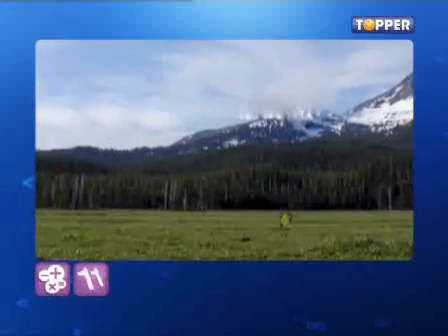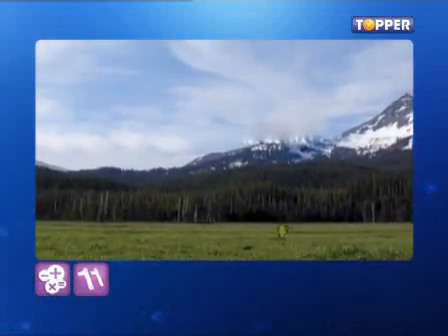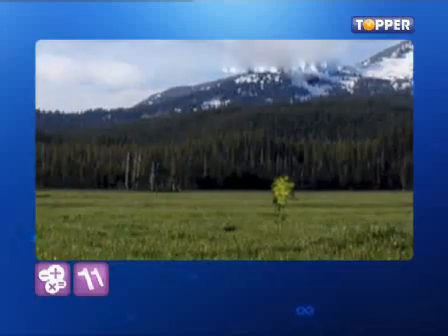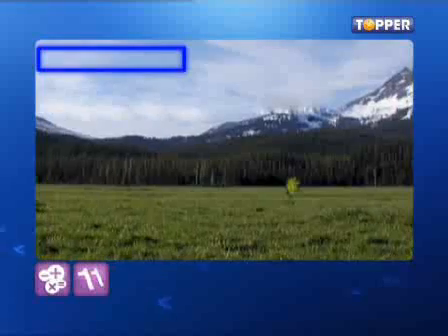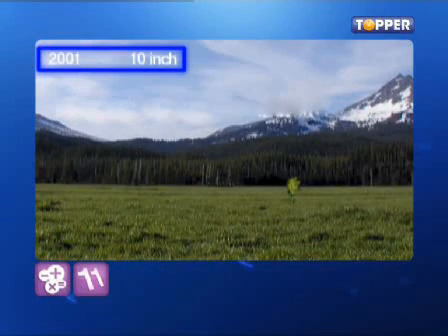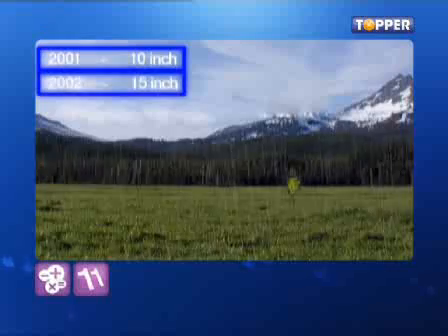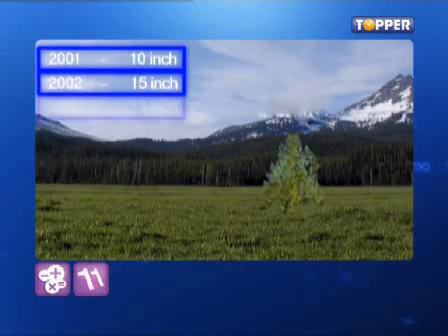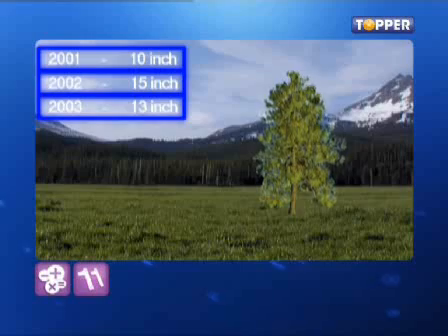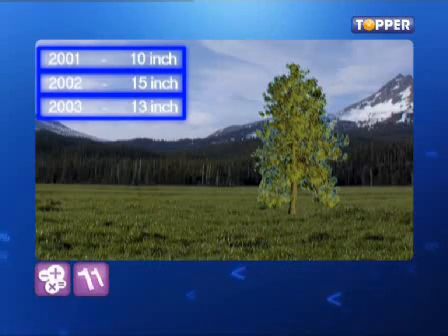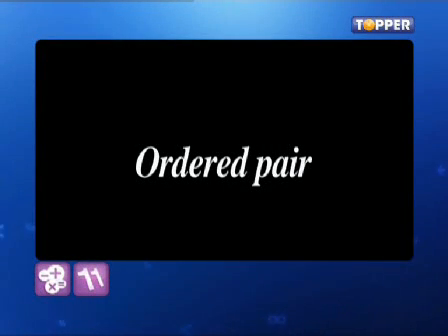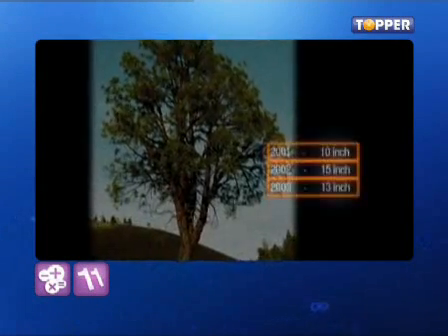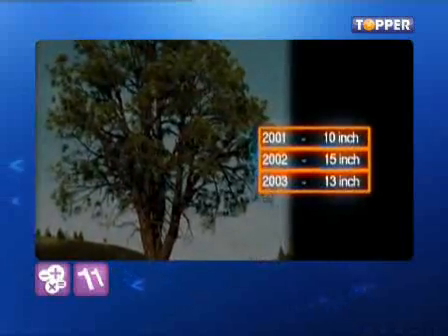People love to relate different things to each other. For example, the height that a tree gains in a year could be related to the amount of rainfall received in that area. We can build up a list like 2001, a gain of 10 inches, 2002, a gain of 15 inches, 2003, a gain of 13 inches, and so on. These combinations are called ordered pairs. What we have just described is a relation between years and height increase in inches.